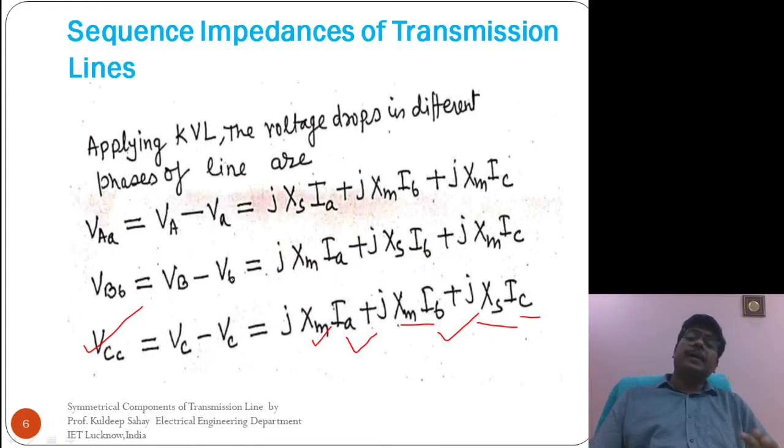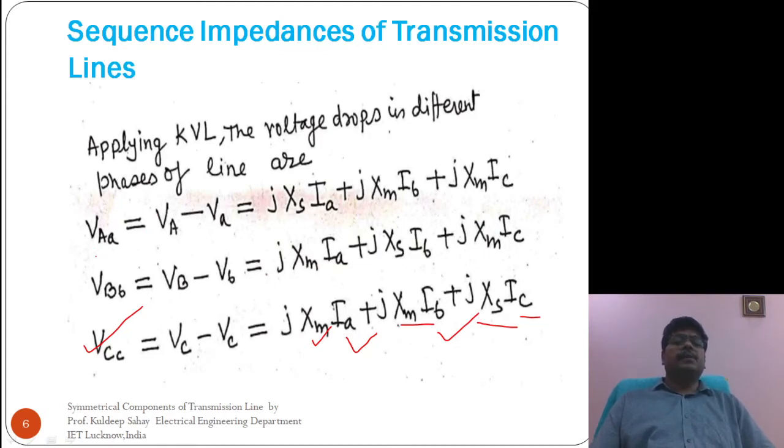So you can see that in each line there is a voltage drop due to the current flowing in the corresponding line, and the current flowing in other phases. Due to the other phases there is mutual inductance, which causes a voltage drop in the line, along with the self inductance and current through it. So this is the voltage drop equation using Kirchhoff's voltage law. Now this can be written in matrix form.